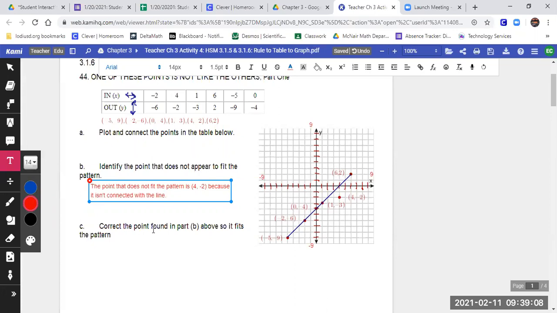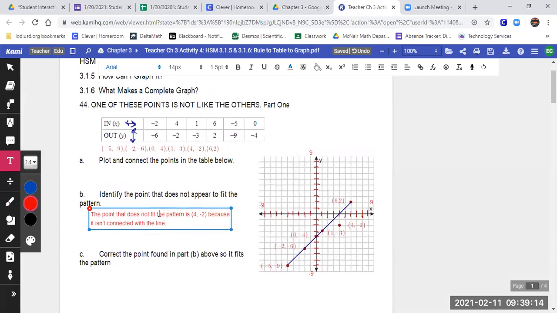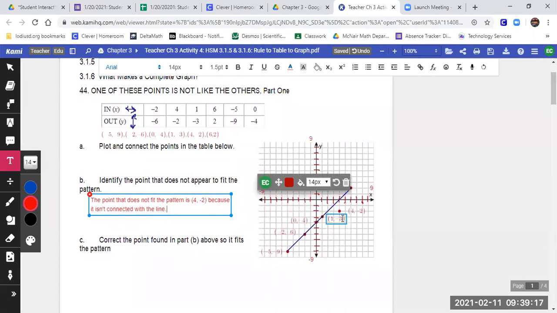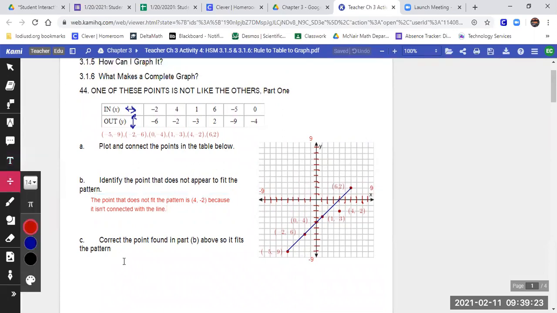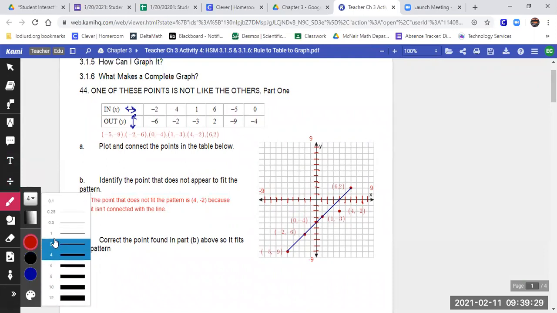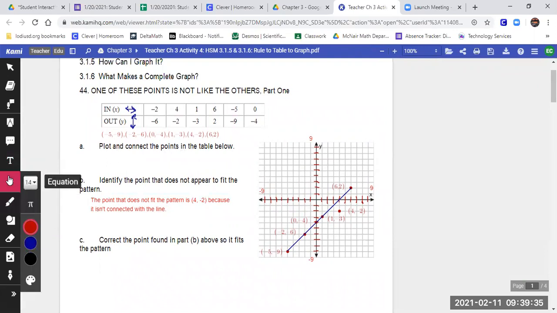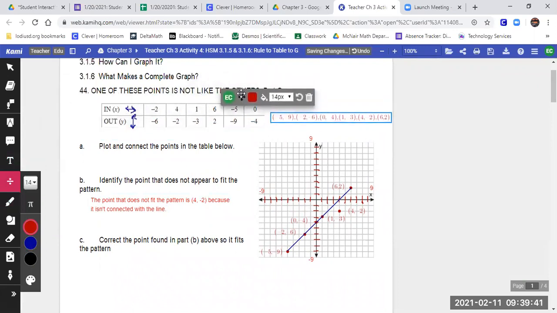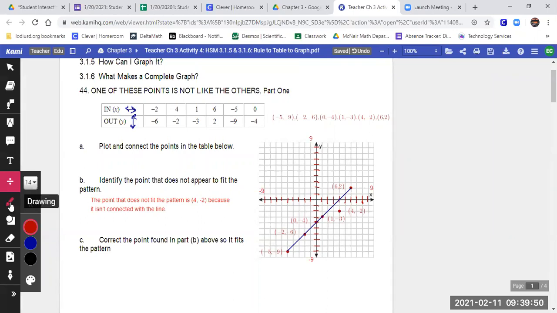Okay. Now it says we need to correct the point. So we need to correctly use the pattern to get where this 4 should have been. So now we have to look at what the pattern is. What is going on growth-wise for our table? We've done this a few times already. I'm going to use the list of coordinates instead of the table because the coordinates are in sequence, in order from least to greatest, and that is the easiest way to find the pattern.